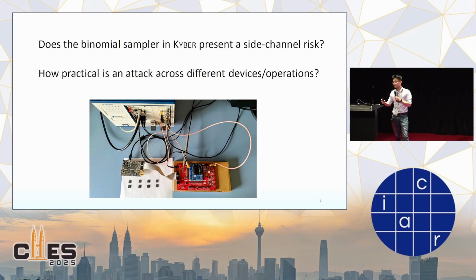So today I'm going to answer 2 questions. First of all, does the binomial sampler in Kyber present a side-channel risk? Or more specifically, can we perform a single trace attack on the binomial sampler in Kyber? And the second question I'm trying to answer today is, if there exists a single trace attack, how practical is such an attack? Can we port it across different devices in a more practical sense?